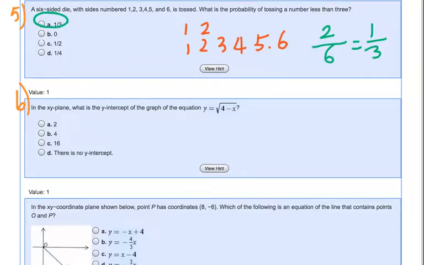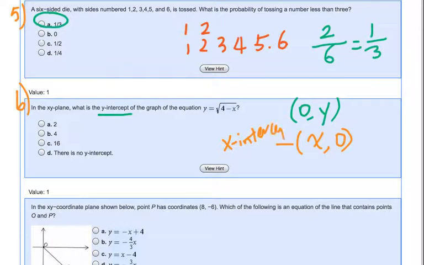In the xy plane, what's the y-intercept of the graph of the equation y equals square root of 4 minus x? So y-intercept, that means you have (0, y). That's the coordinate for the y-intercept. The x-intercept will be (x, 0). That's the x-intercept.